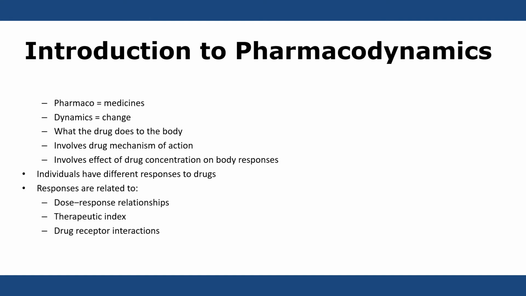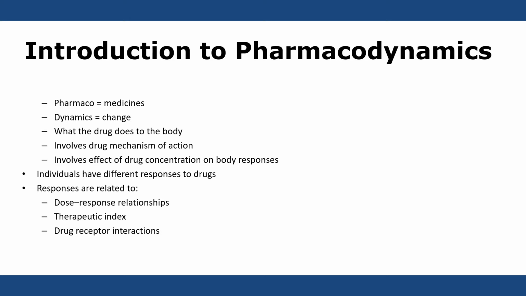It involves the effect of a drug concentration on body response. We know that individuals respond to drugs differently. You can give the same drug to 5 people and they will have a different response to it. We didn't know back then why you would give the same drug to 2 people and one person will have a better result, better outcome, instead of the second person.